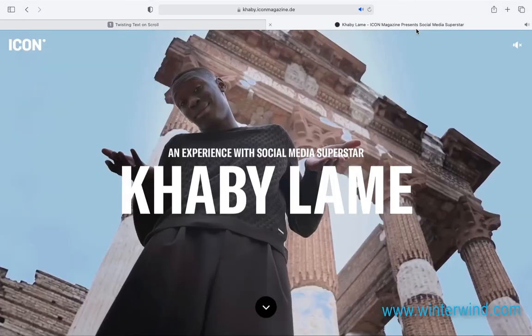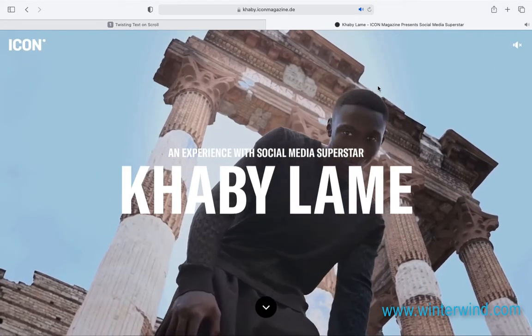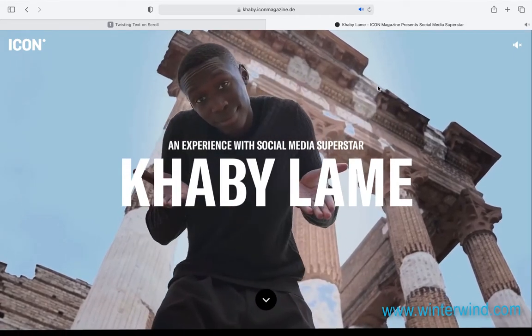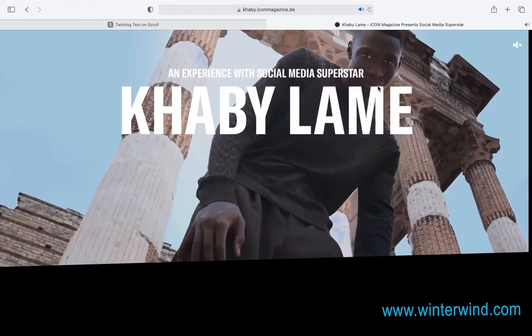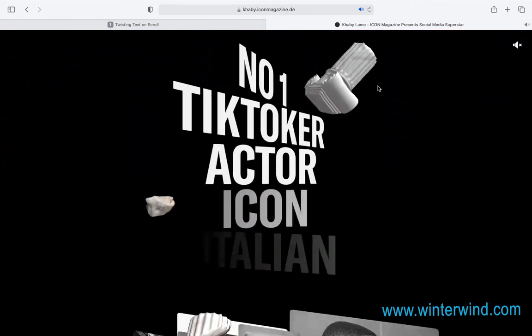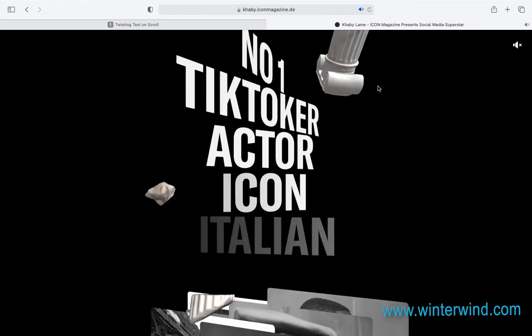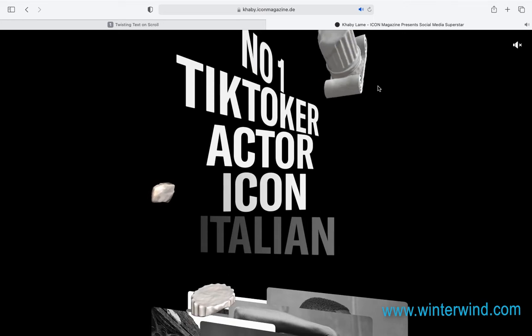I got the inspiration from the Icon magazine's website that features this famous TikToker. So I saw this website when I was browsing the site of the day in awards.com. So this is the section that got my attention and I thought that it's very interesting.